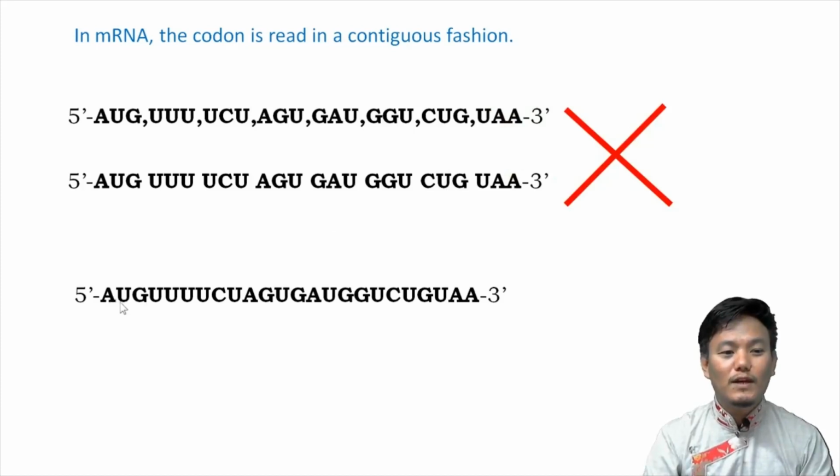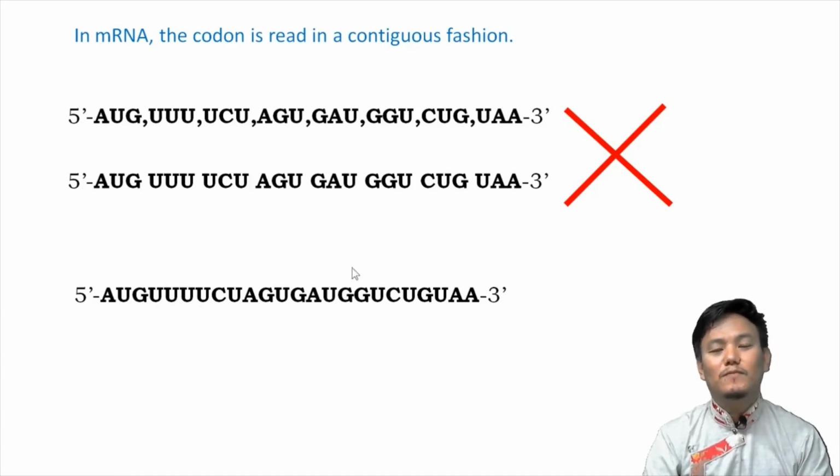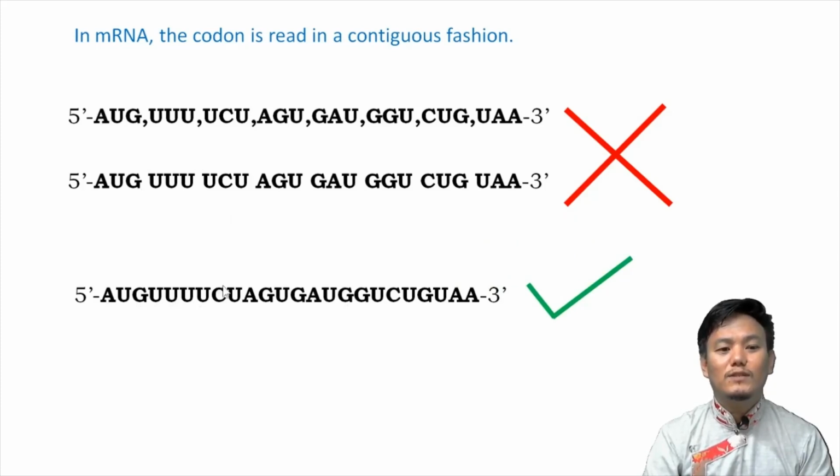The codons are read in a contiguous fashion, like this, AUG, UUU, like that. There are no gaps in between. Okay, so this is what the second salient feature states. There is no gap, or there is no punctuation between each codon.